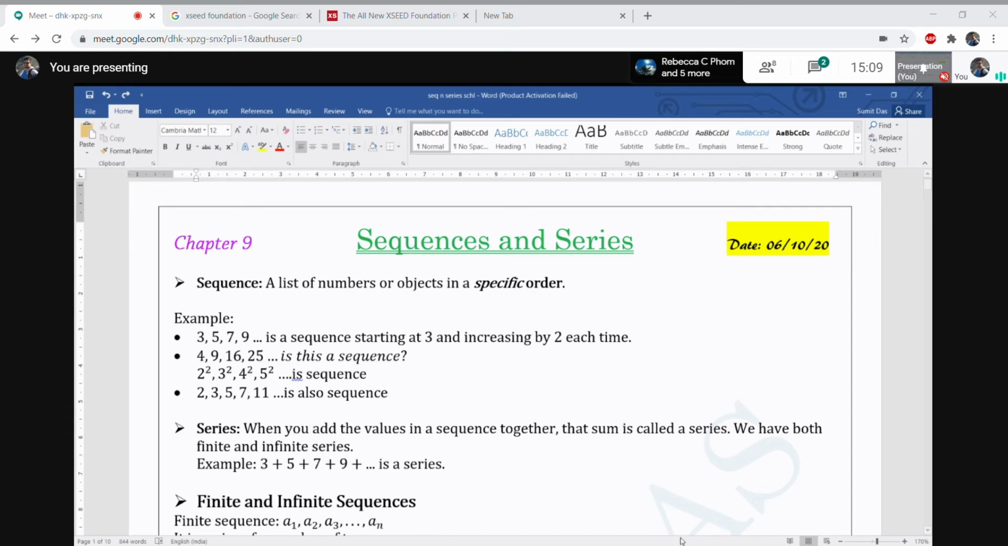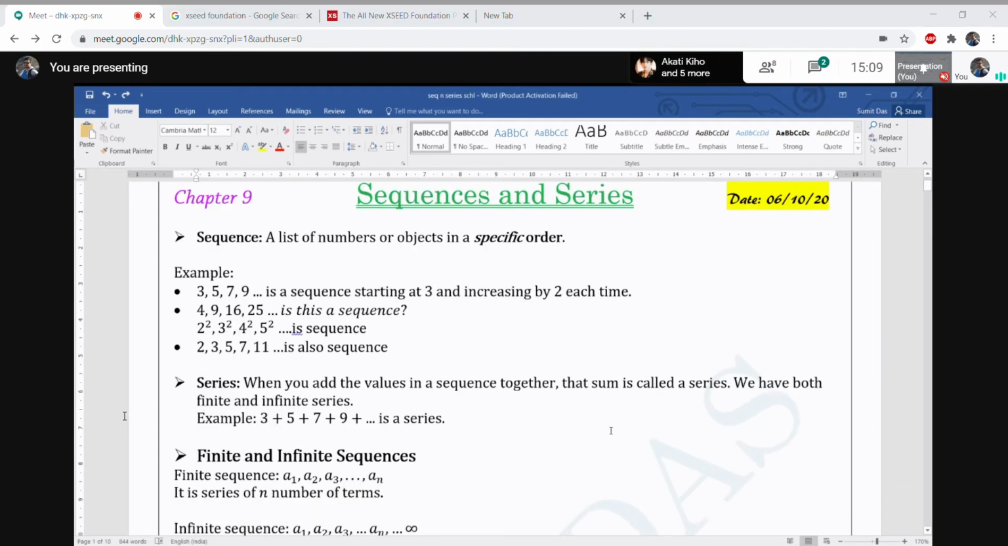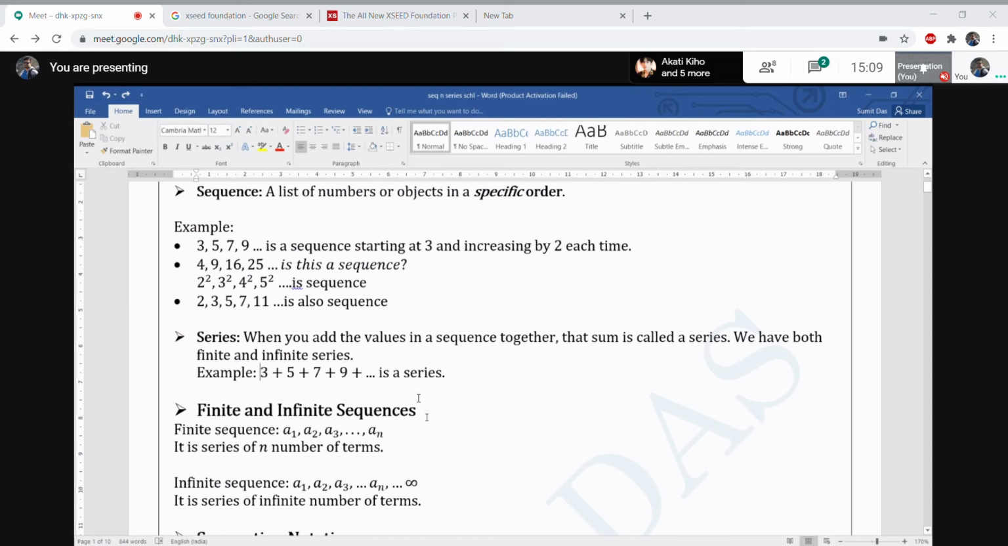Now we have to learn that in series there are two types of series. One is finite series. Finite means when we know the last term. The other one is infinite series. A finite sequence is like a1, a2, a3 up to an. When we know the last term, we can easily see there are n terms, right? So this is called a finite series. And what is an infinite series?